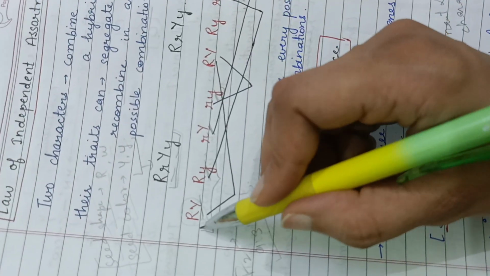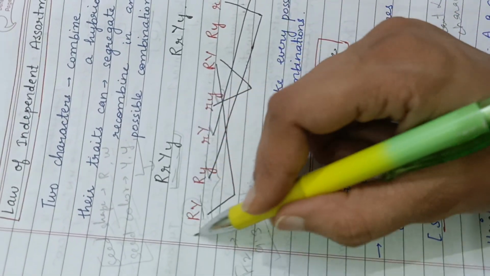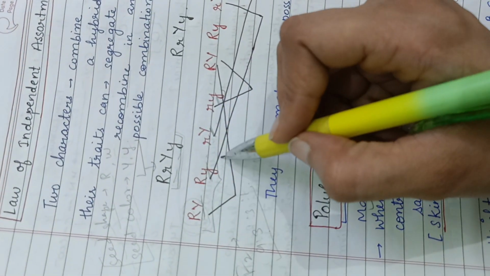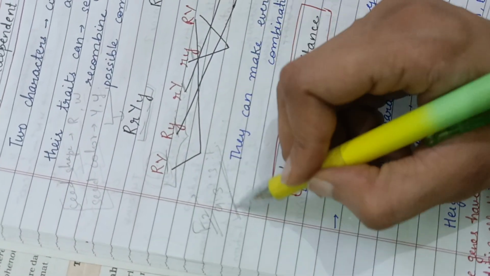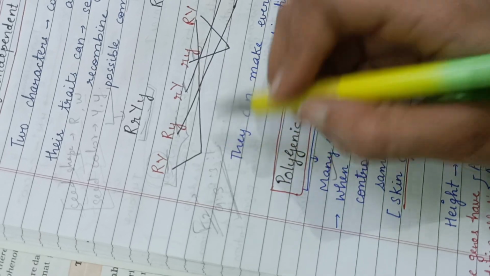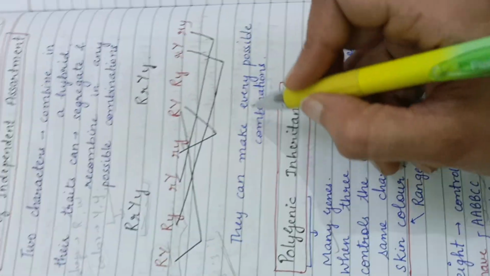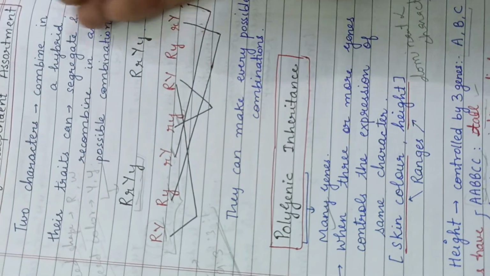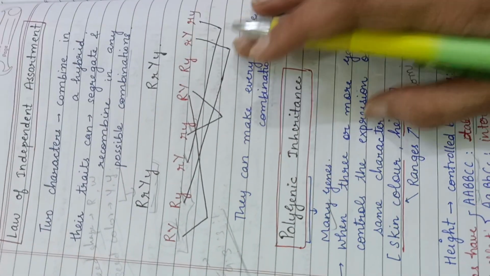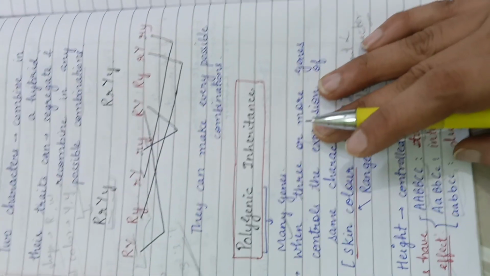So we get four combinations, and these four combinations can give in the F2 generation the phenotypic ratio of 9:3:3:1. So they can make every possible combination to show. So this is all about the dihybrid cross or law of independent assortment.